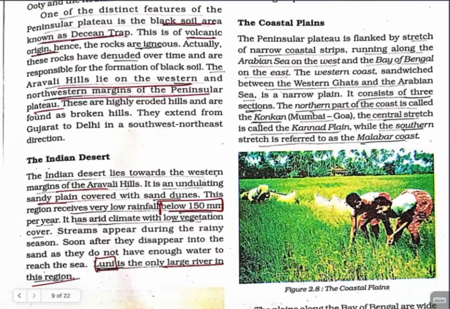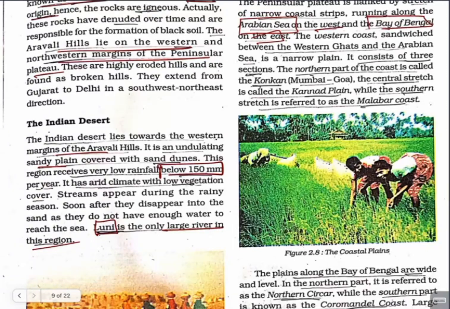Now we'll talk about the coastal plain. India has an extensive coastal plain, running along the Arabian Sea on the west and the Bay of Bengal in the east. The western coast is sandwiched between the Western Ghats and the Arabian Sea. It consists of three sections.